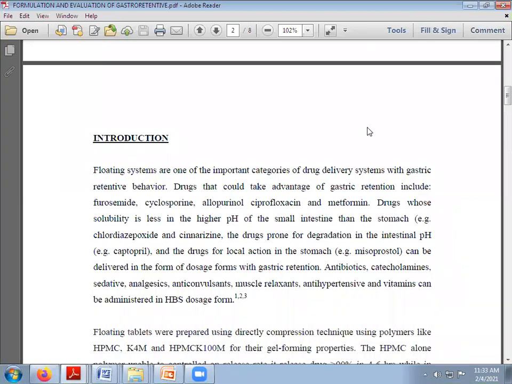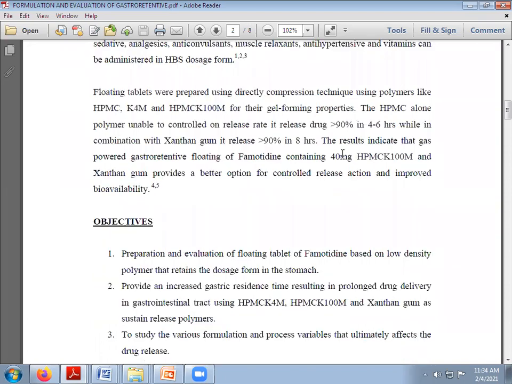So when we talk about the floating drug delivery system, it should have a property to float over the GI fluid or in the stomach. Here we use some gas generating agent, and to cover that gas generating agent, we use polymers. That polymer will make a layer, and in that layer the gas will entrap, and there is a decrease in the density, so that tablet will float. This is the basic mechanism in the floating dosage form.